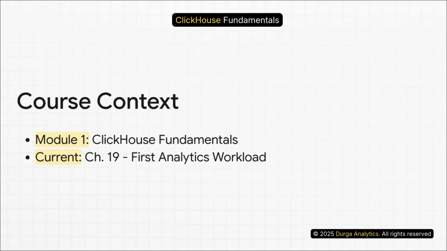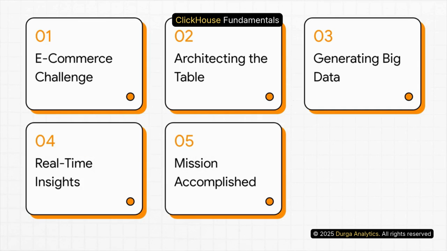Everything we've covered in our big 340-chapter journey, from architecture to data types, has been leading right up to this moment, this critical hands-on exercise. So here's our game plan. We'll kick things off with a classic e-commerce challenge. Then you'll see exactly how to architect the table for just insane speed, generate a massive data set to act like it's under production load, and then, the best part, we'll pull out the kind of real-time insights that actually drive business decisions. Let's get started.